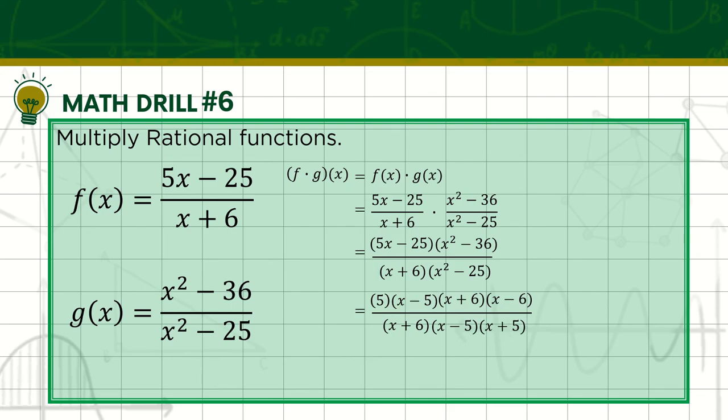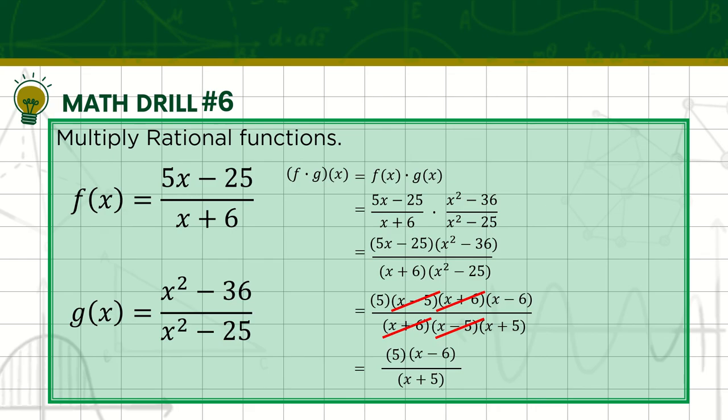After that, we can now cancel out those things that are the same in the numerator and the denominator. We have x minus 5 from the numerator and x minus 5 from the denominator, x plus 6 from the numerator and x plus 6 from the denominator, which gives us the final answer, 5 times x minus 6 all over x plus 5.